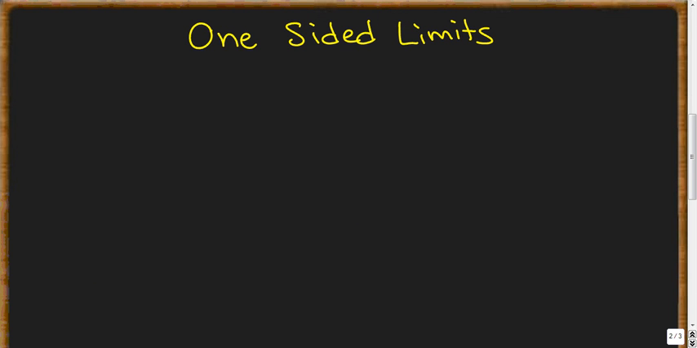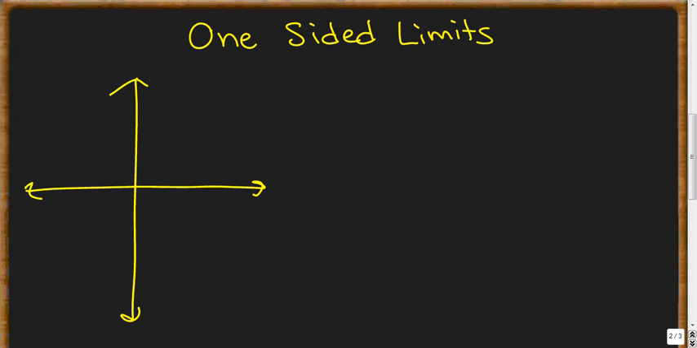For one-sided limits, we were kind of getting at that the last time. So one-sided limits look like this. Let me draw another graph. Very similar to what I did last time. And I'm going to make my little red dot. So one-sided limits are like this.